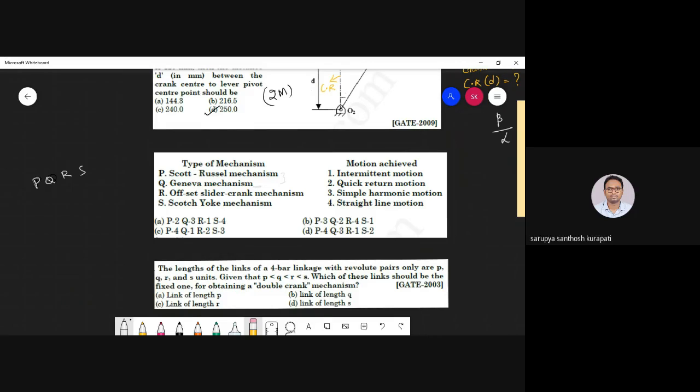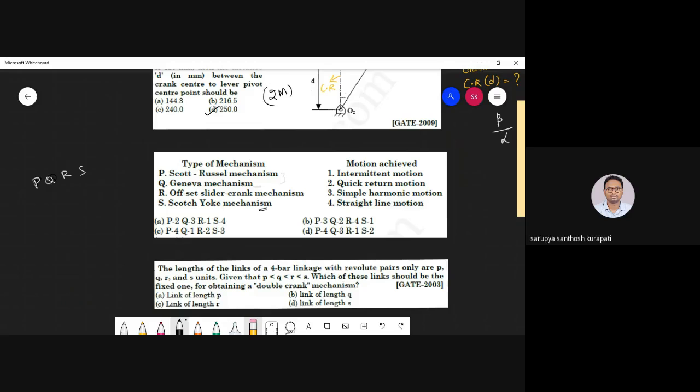Scott-Russell is nothing but the straight line mechanism we are going to have. So Scott-Yoke, I hope you know this particular Scott-Yoke, right? We have discussed the Scott-Yoke mechanism. Which mechanism are you going to get? Quick return, sir.